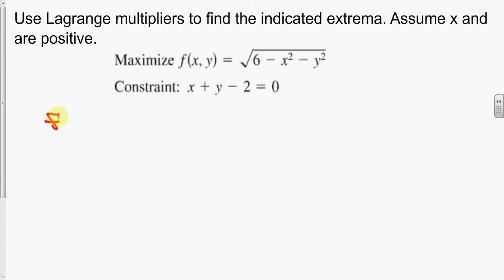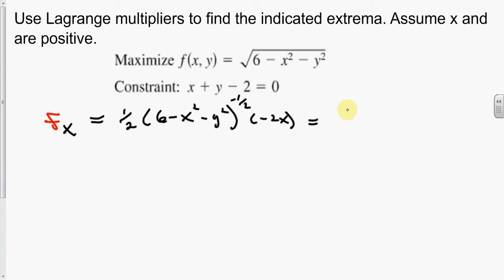So you take that partial of f with respect to x, you get 1/2 times 6 minus x squared minus y squared to the negative 1/2 times the derivative of the inside with respect to x, negative 2x. So that just gives you negative x over the square root of 6 minus x squared minus y squared.